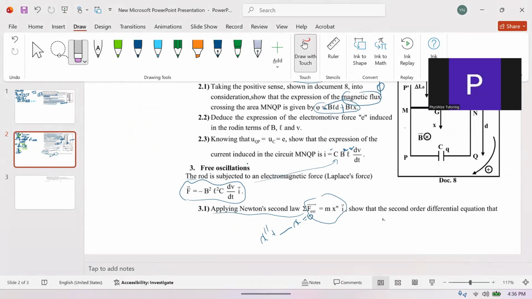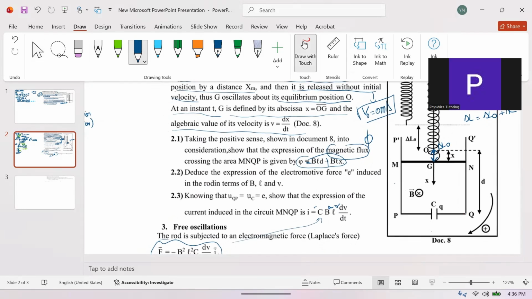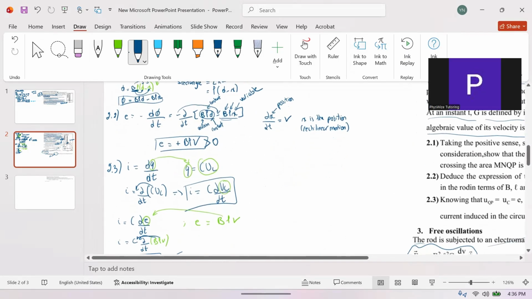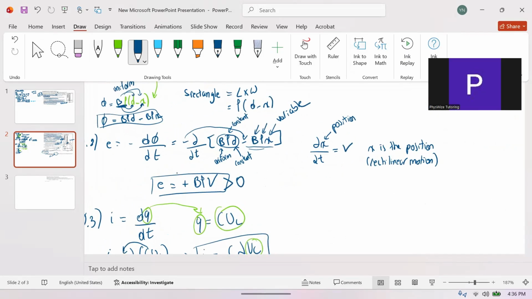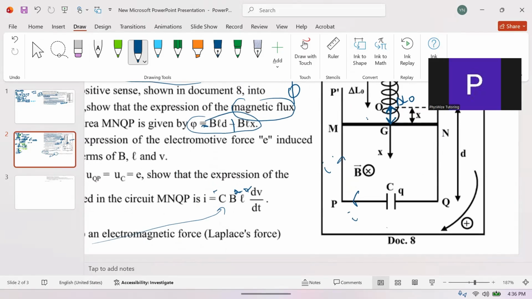Okay, so here I have to go back to the figure. I have the positive direction going from Q to P, and I know that the current is also going from Q to P. And why is that? Because simply E that I got in the previous question, 2.2, is positive BLV. B is positive, L is positive, and V is positive. And we have a positive sign, so everything is positive. And since E is positive, I is positive in the electromagnetic induction. Okay, so I is going from M to N, not the other way around.